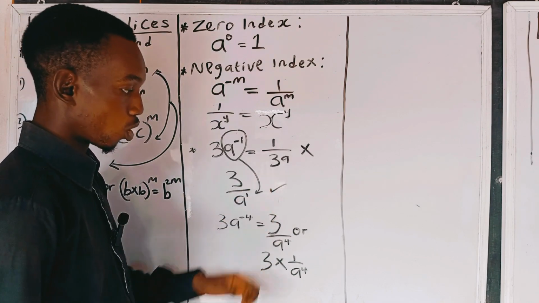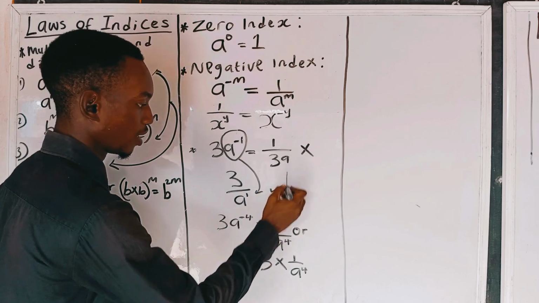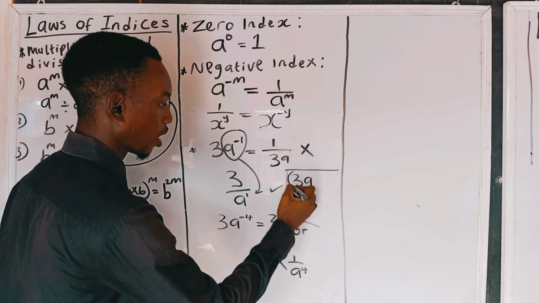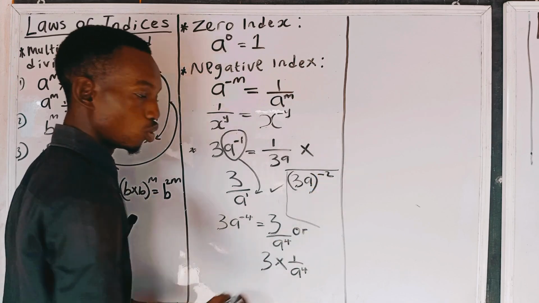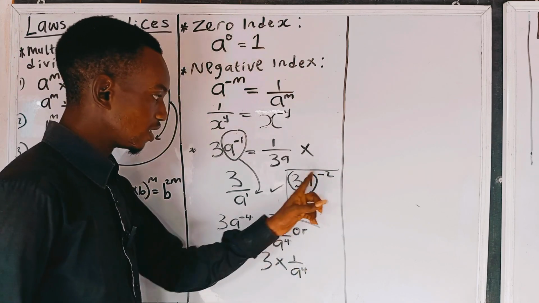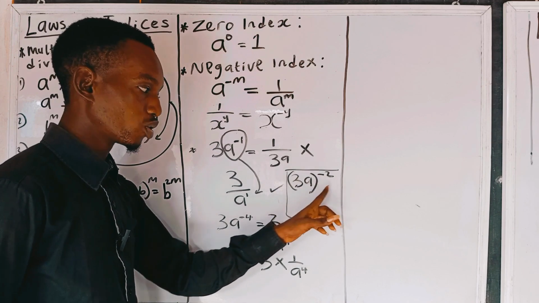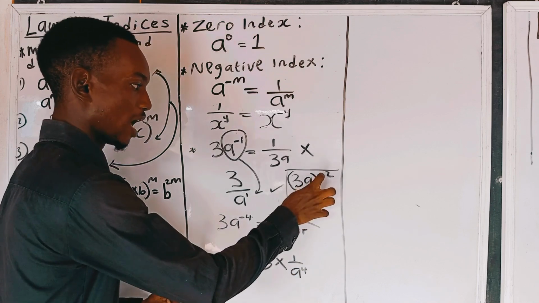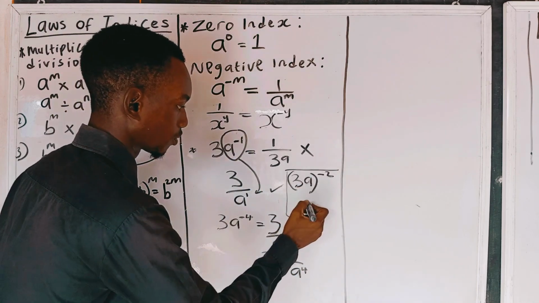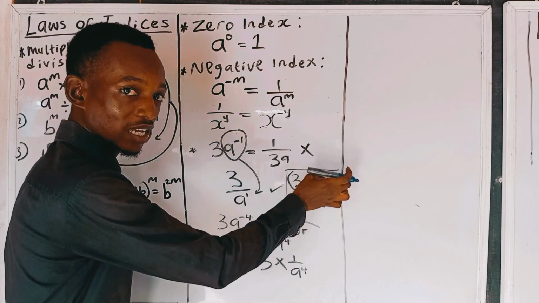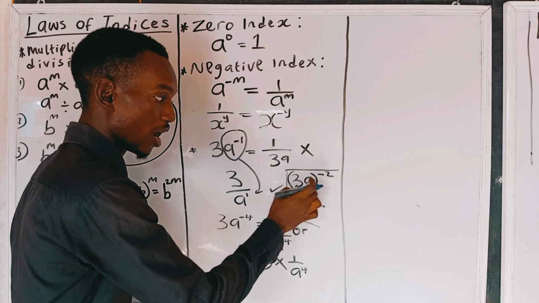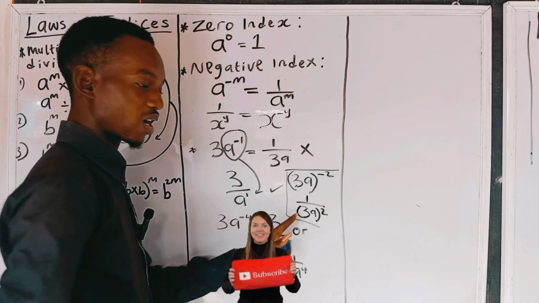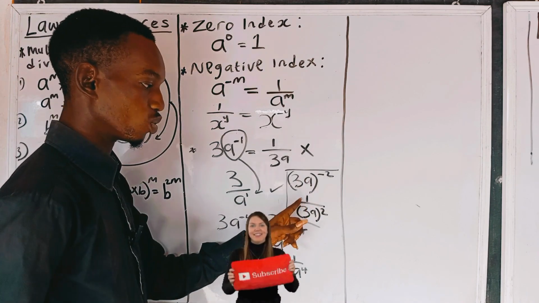Now, for this to work, the question must be in this format. Let's say we have 3a all to the power of negative 2. This is a different case. This negative 2 belongs to 3 and also belongs to a, hence the bracket that is there. Here we can say this minus becomes 1 over. So both of these have the negative power, so the whole thing becomes a fraction. The bracket is still there. It's just this minus that becomes 1 over.